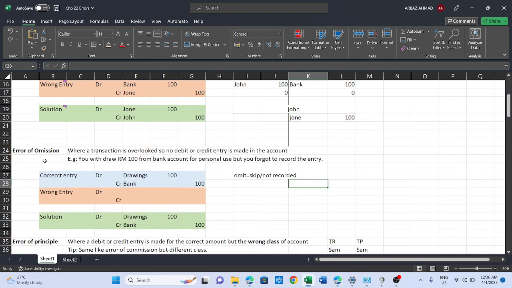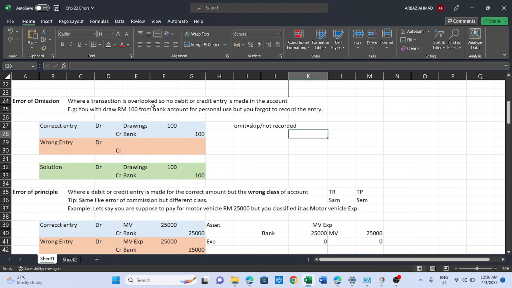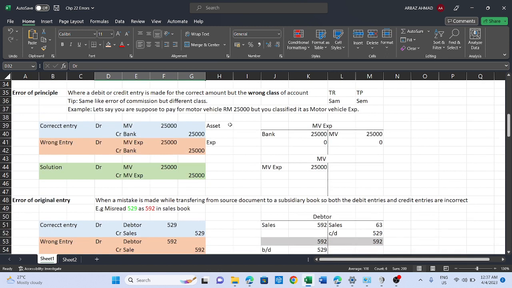Then we have error of omission, where the transaction is overlooked, so no debit or credit entry is made in the account. So omission means you omit something, you skip something. For example, if you were supposed to record an entry for drawings, but you forget to record it, so you don't record anything. In order to correct it, you just have to make the original entry, which should have been made in the first place. It's not complicated, this error is not complicated.